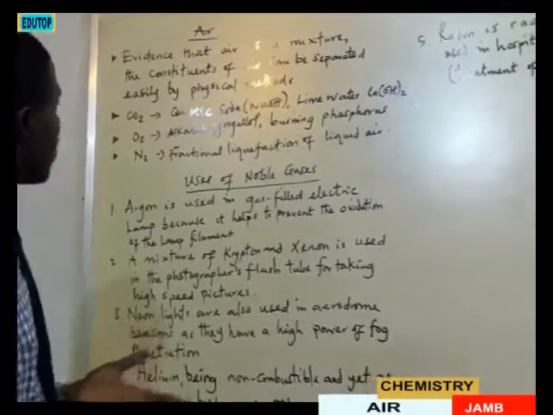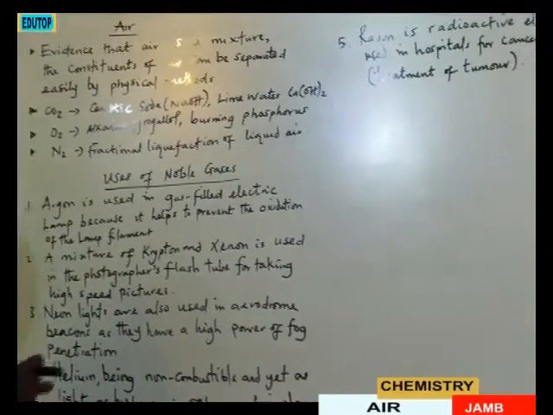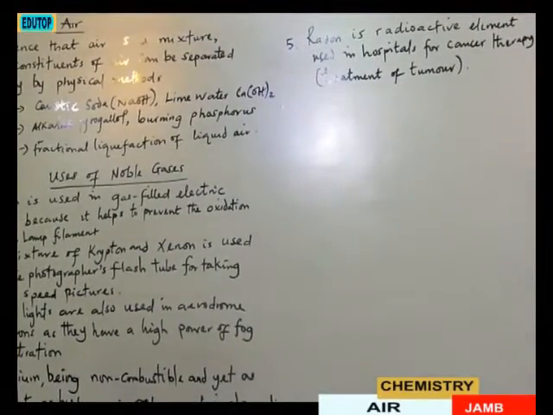Let's talk about evidence that air is a mixture. The evidence that air is a mixture is as a result of what? The constituents of air can be separated easily by physical methods.